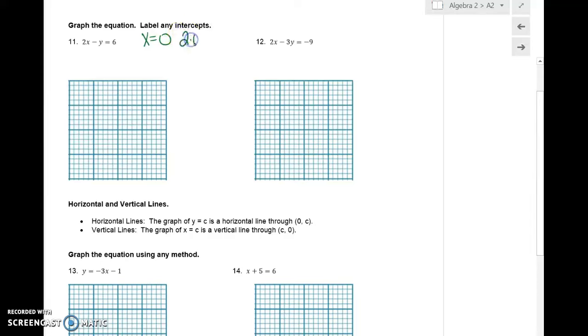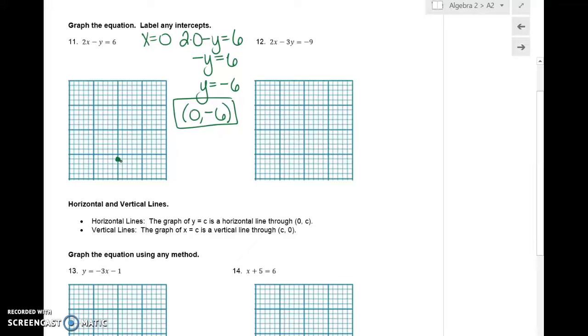So 2 times 0 minus y equals 6. What is 2 times 0? 0. So we're left with negative y equals 6. Divide both sides by negative 1 to get y equals negative 6. So we plugged in an x value of 0 and we got a y value of -6. That is our y-intercept. So on the y-axis, find -6 and put a point.